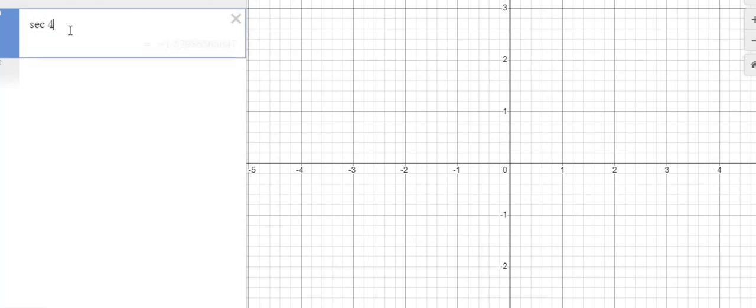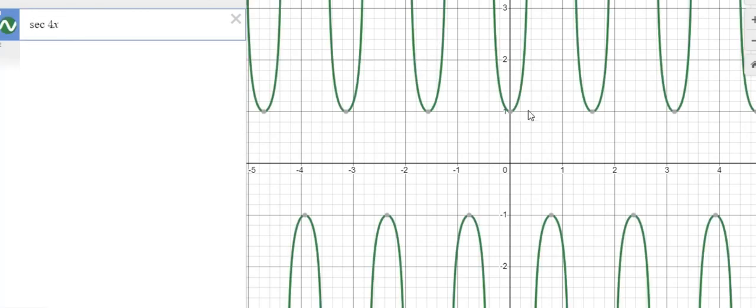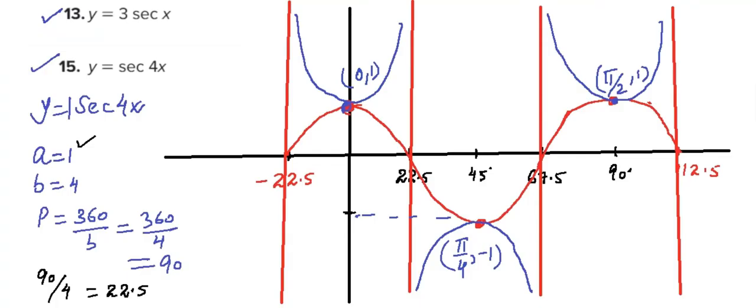Secant 4x. So what are the points? (0, 1), (pi by 2, 1), (0, 1), and I have drawn this also. So you can check (0, 1), (90, 1), (45, minus 1). The same thing. That means our graph is correct. So this is the graph of secant 4x.